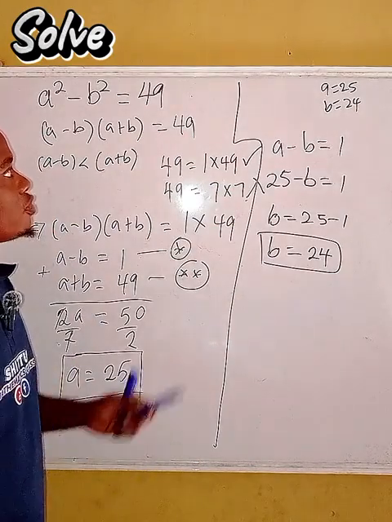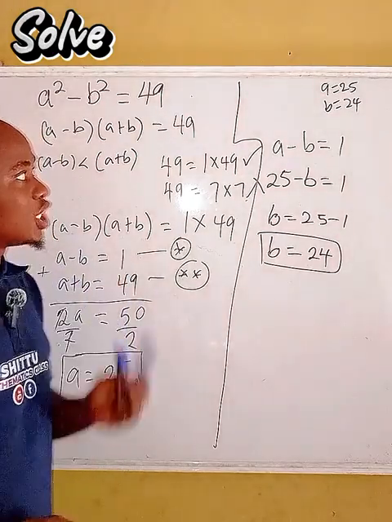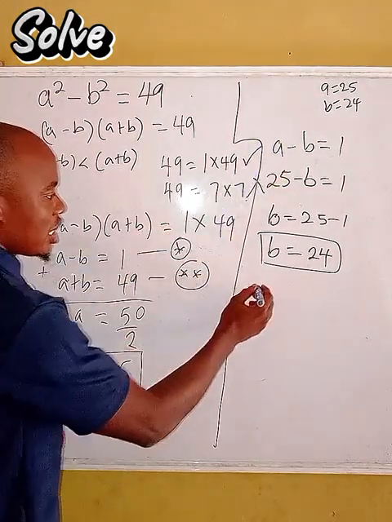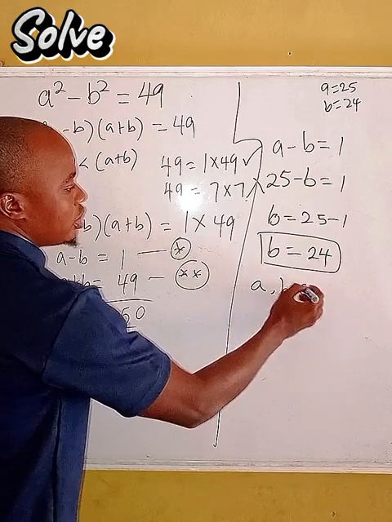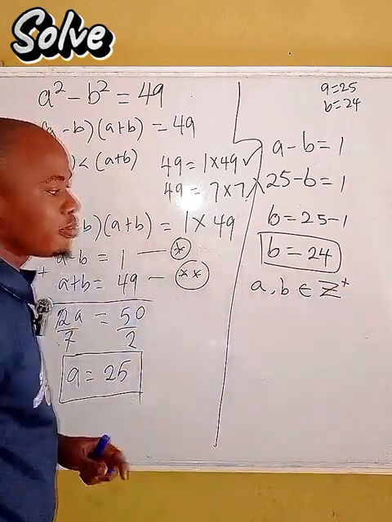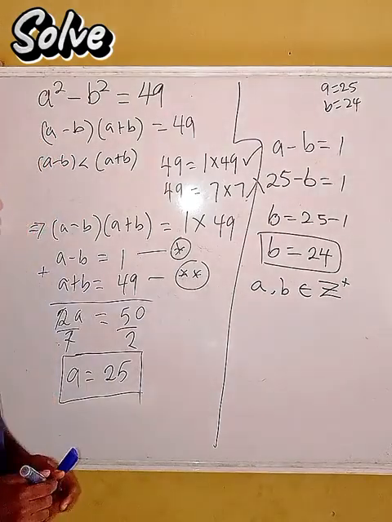So don't forget, this type of equation, we call it Diophantine equation. And when you look at this, a and b, they belong to the set of positive integers. All right, positive integers.